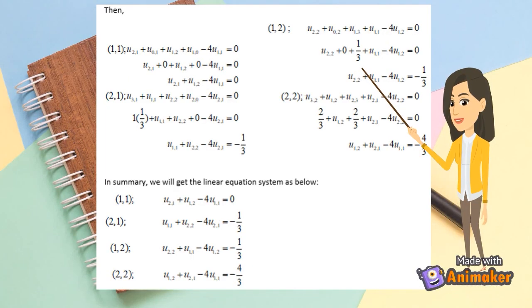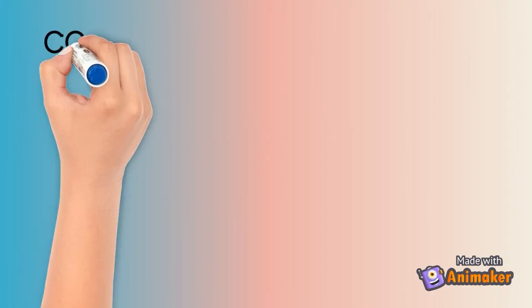Then by using the 5-point difference formula we get the 4 linear equations, where for (1, 1) we get u(2, 1) plus u(1, 2) minus 4u(1, 1) equals 0. For (2, 1) we get u(1, 1) plus u(2, 2) minus 4u(2, 1) equals negative 1 over 3. For (1, 2) we get u(2, 2) plus u(1, 1) minus 4u(1, 2) equals negative 1 over 3, and for (2, 2) we get u(1, 2) plus u(2, 1) minus 4u(2, 2) equals negative 4 over 3.